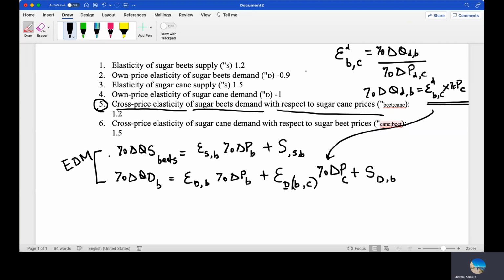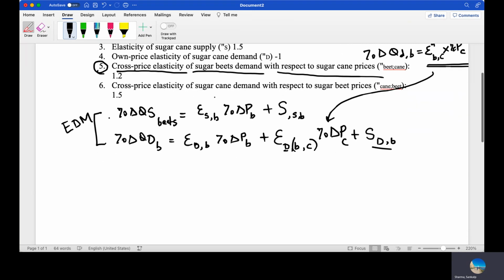Because not only are we thinking about the own price effect, so when the price of, let's say, beets changes, it has an impact on its own price, but then we are saying, okay, what happens to the demand of beets when something else's price changes? So that's why you have that extra term. And then, of course, this is the shock term, which was also present in the EDM. So that's that one market for beets that we have.